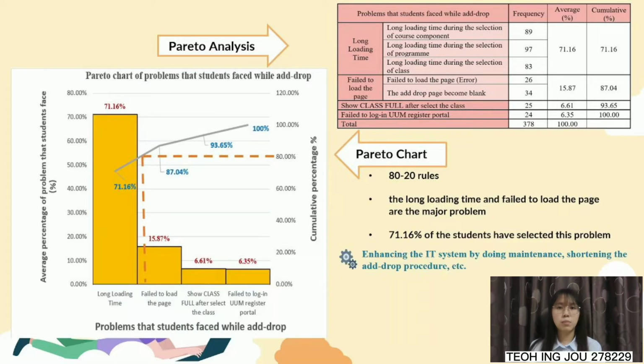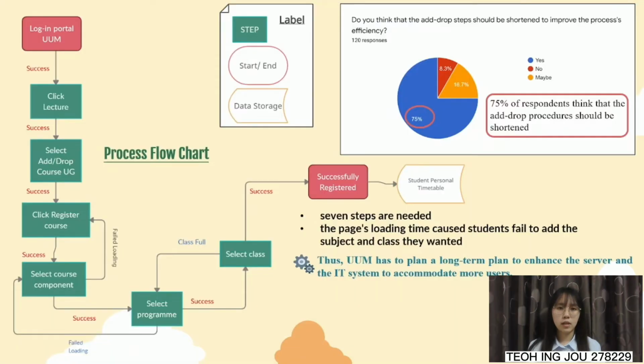Therefore, UUM must take action to solve the major problem, such as enhancing the IT system by doing maintenance and shortening the airdrop procedure. Next, based on the survey question, do you think that the airdrop steps should be shortened to improve the process efficiency? There are 75% of respondents who think that the airdrop procedure should be shortened.